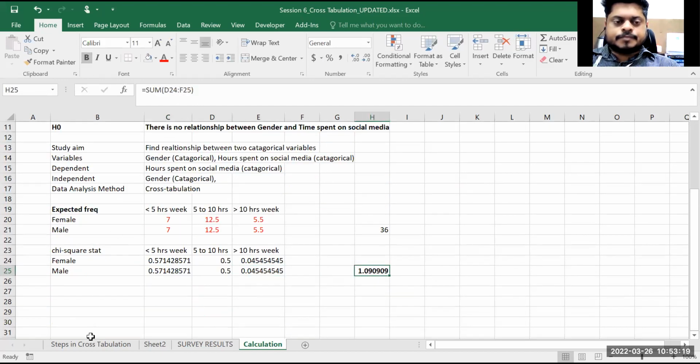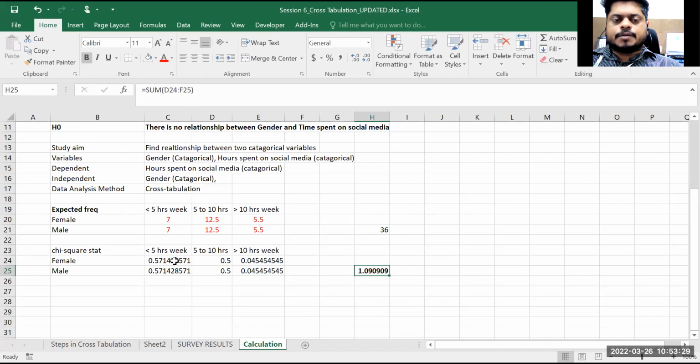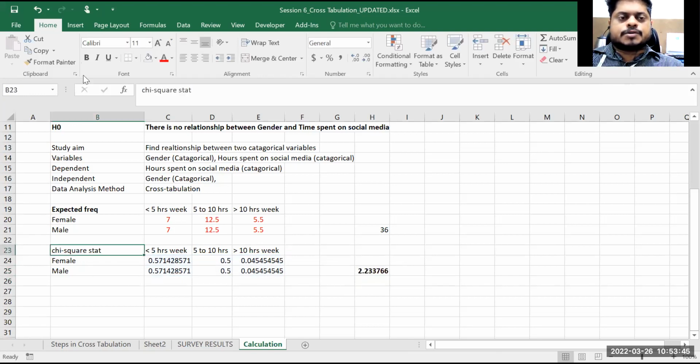Okay. So this is where you will calculate the chi-square statistics. Chi-square statistics is chi-square; this symbol is chi. So chi-square is nothing but the summation of these numbers. If I add this up, whatever number I am getting, that is my chi-square statistics. So this chi-square statistics is 2.23. Right? Anybody got any other result?